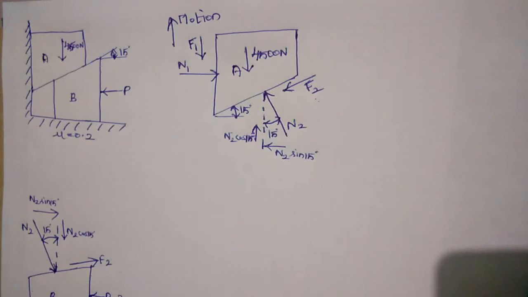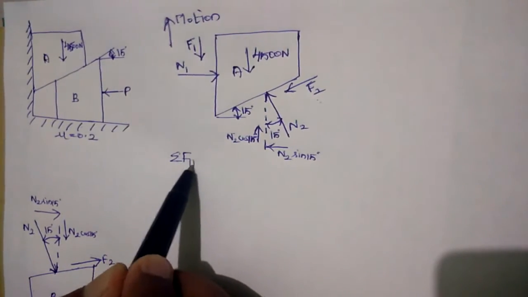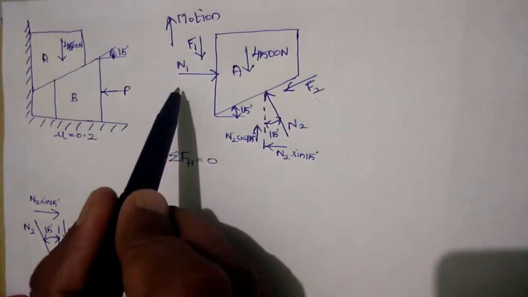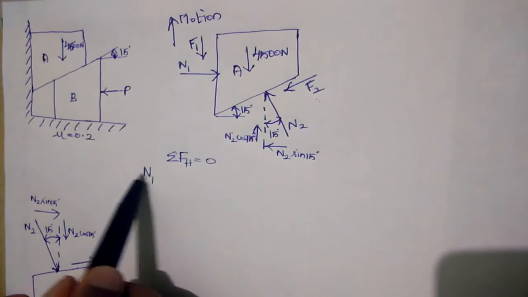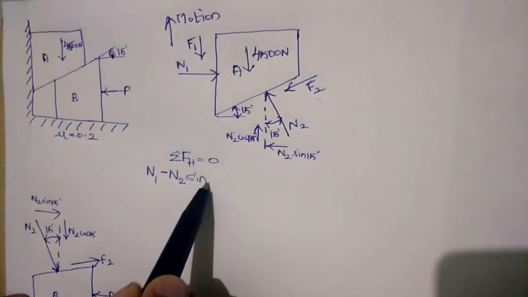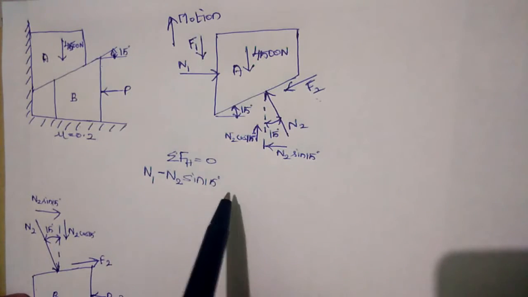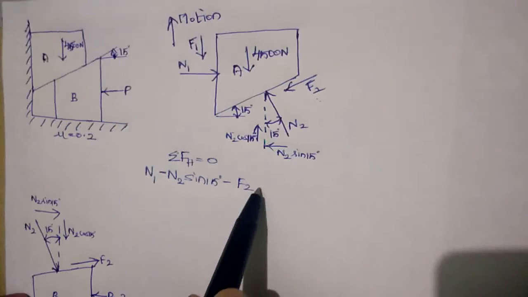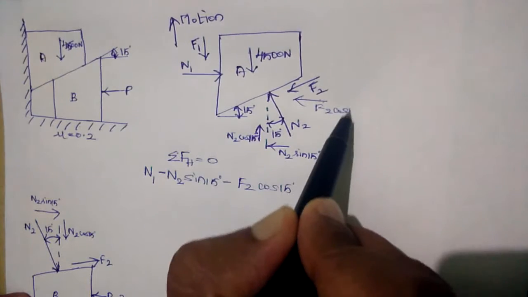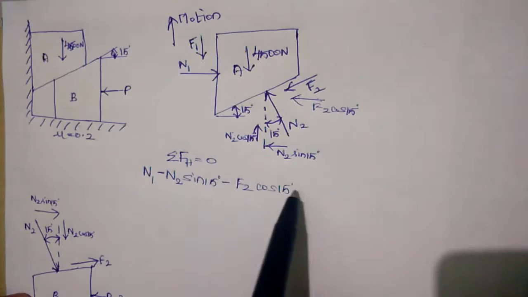Now equating all the horizontal force components equal to 0 gives: N1 acts towards right, so it is positive, minus N2 sin 15 degree acts towards left, hence it is negative, minus F2 cos 15 degree, the horizontal component of F2 acts towards left, hence it is negative, is equal to 0.